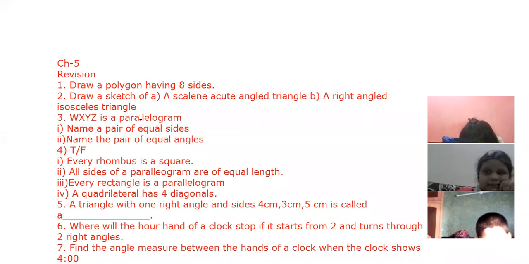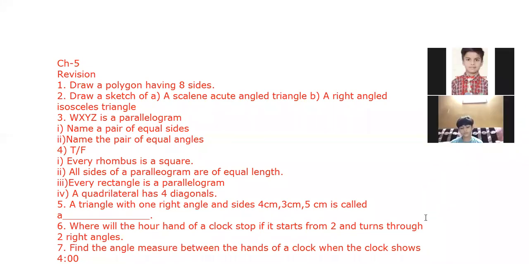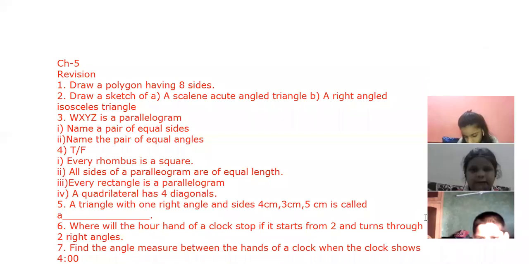Next is, it's a parallelogram. Draw a parallelogram WXYZ, and you have to name the pair of equal sides as well as a pair of equal angles. Pair means a pair of socks as you wear now. You never wear a single sock. So pair of equal sides and pair of equal angles. Then true false you have to do.